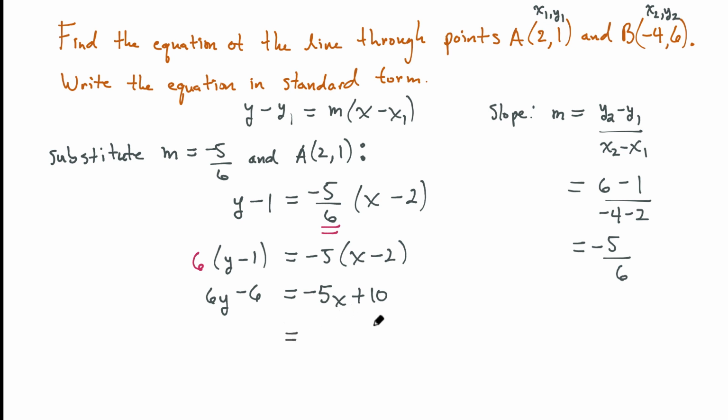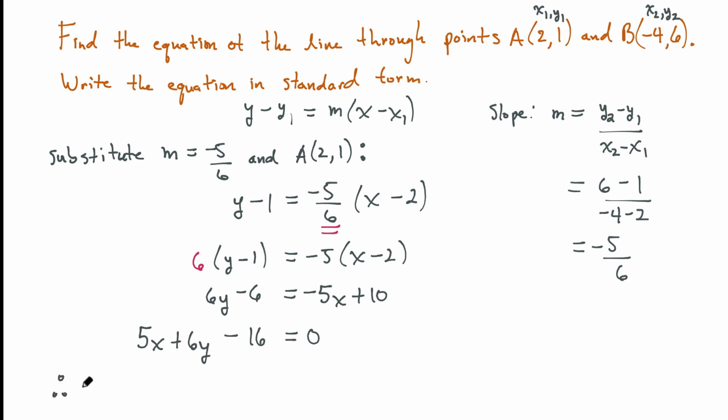And rearranging this equation to write it in standard form, I add 5x to both sides of the equation, and I would have 5x plus 6y. I'm going to subtract 10 from both sides of the equation, and I would have -6 minus 10, which is minus 16, and on the right side we have 0. Our equation in standard form is 5x plus 6y minus 16 is equal to 0.